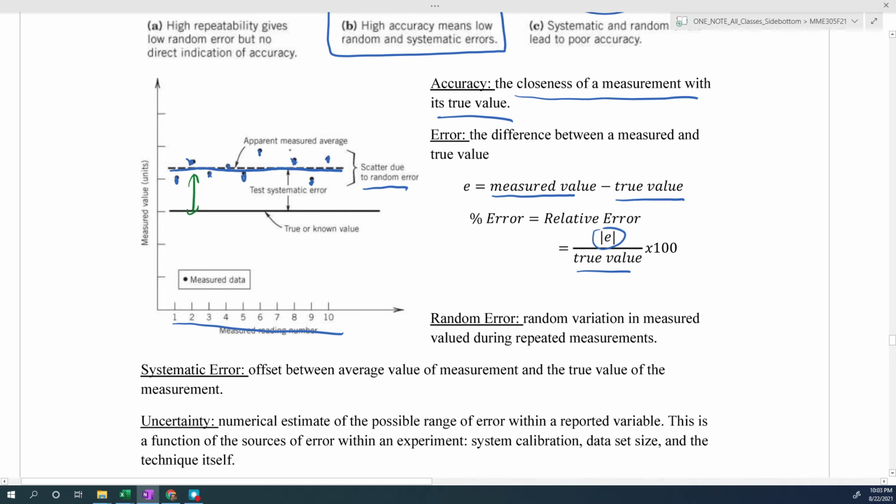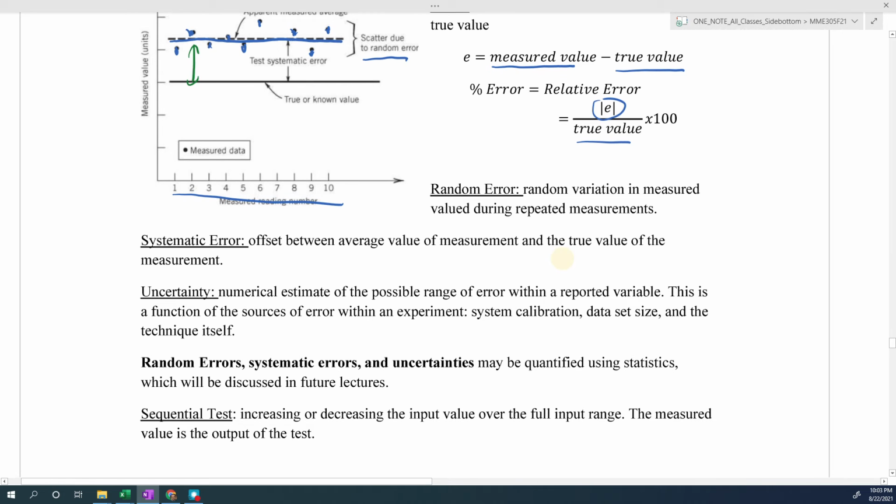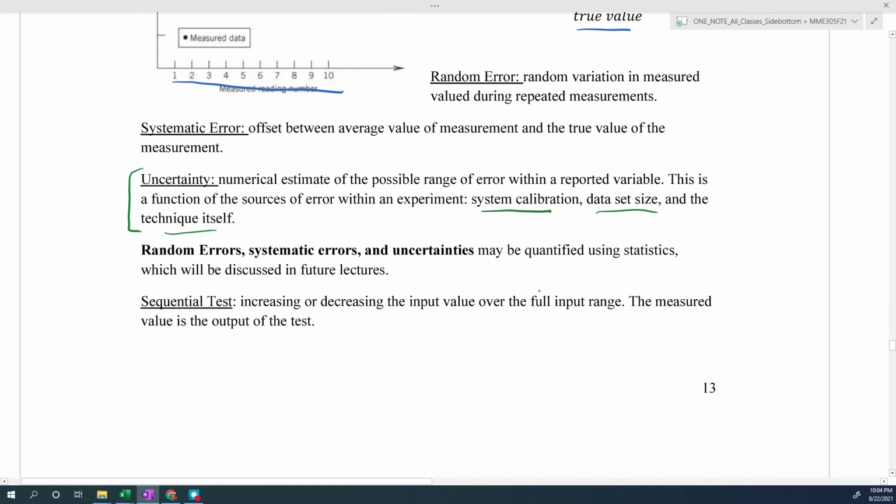Later in the course, we're going to talk about the difference between statistical variation and uncertainty. Uncertainty is the numerical estimate of the range and error within a reported variable. This is a function of the sources of error within an experiment: typically the system calibration, data set size, and the technique being used to measure the dependent variable. We're going to talk about these later on in future lectures.